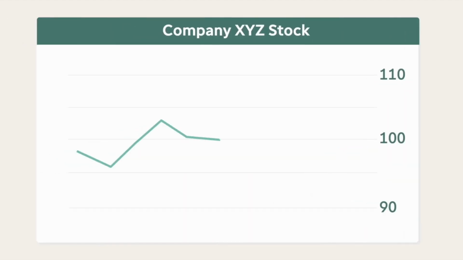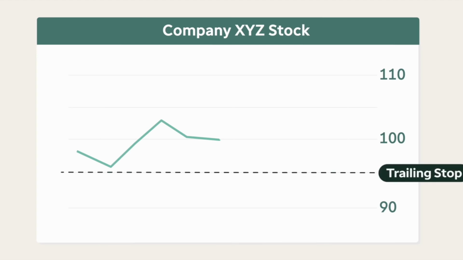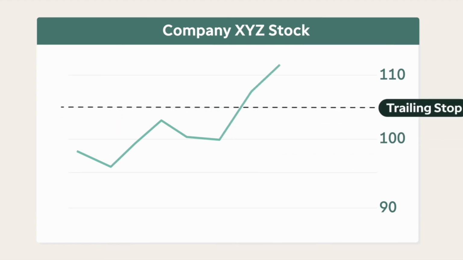So, let's say you own a stock trading at $100 and place a trailing stop order $5 below the current price. If the stock price increases to $110, the stop price would rise from $95 to $105, staying $5 below the market price. But if the stock were to start slipping, the trailing price would stay at $105, minimizing your potential loss on the position.